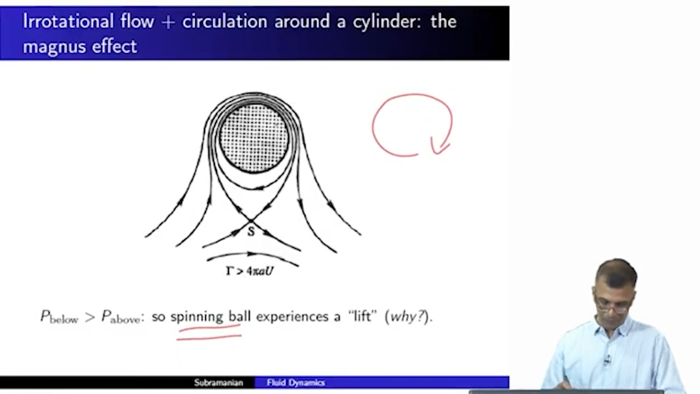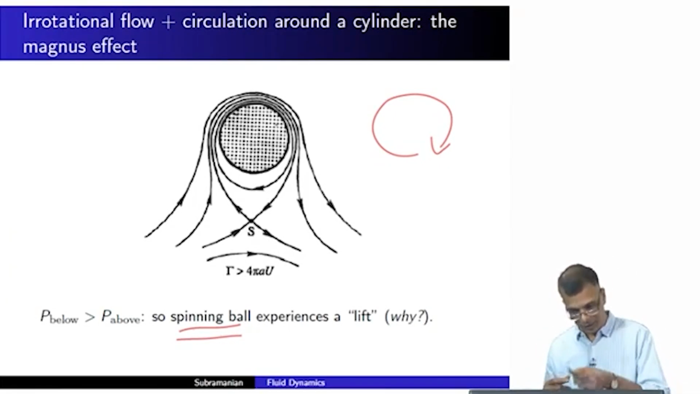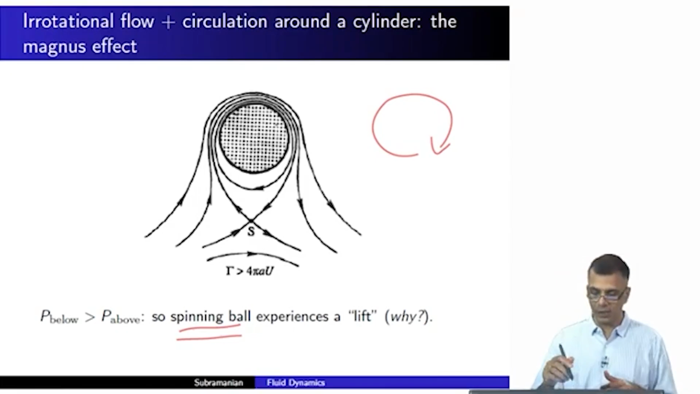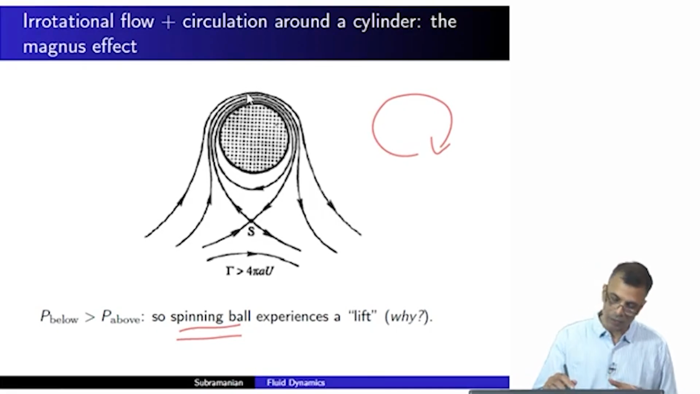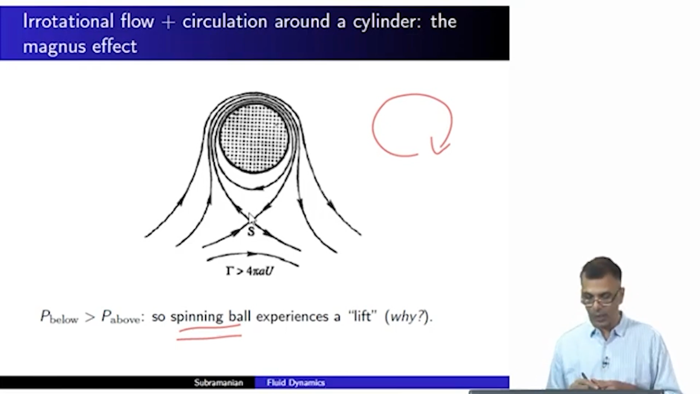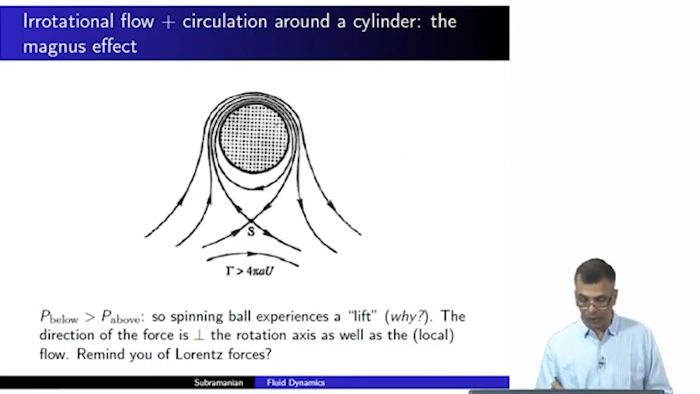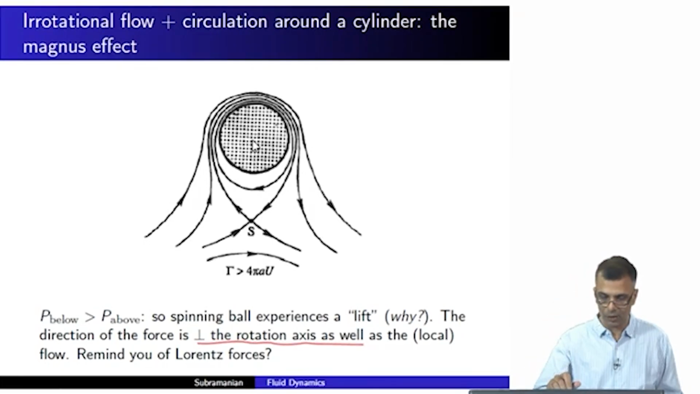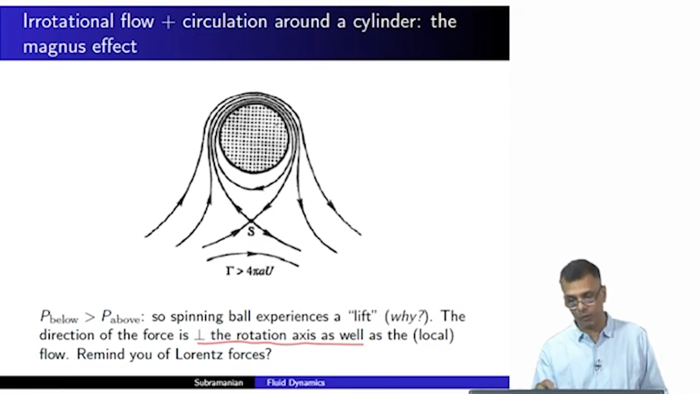Okay, so if the ball is spinning, it generates this kind of circulation. If you generate that kind of circulation, then you have a situation where the velocity of air above is larger than the velocity below, and therefore the pressure below is larger than the pressure above, and therefore the ball experiences a lift. The direction of the lift is perpendicular to the rotation axis. The rotation axis, as you know, is inward into the plane, and also perpendicular to the local flow.